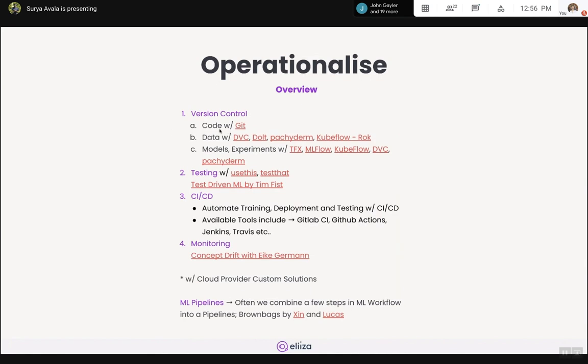I recommend you use version control for your code, data, and models. These are a few options available. And then I recommend you test your ML solutions. It's a bit more complex compared to other traditional software solutions. Tim Fist, who is also an ML engineer at Eliiza, has given an excellent brown bag on how to do test-driven ML. I recommend you check it out.